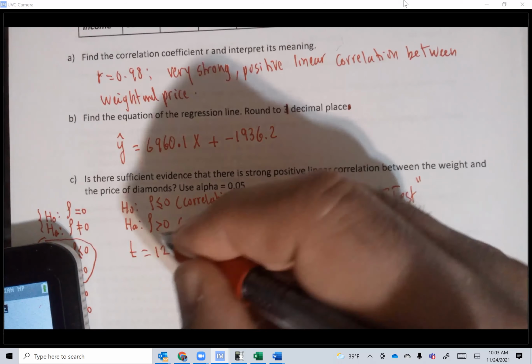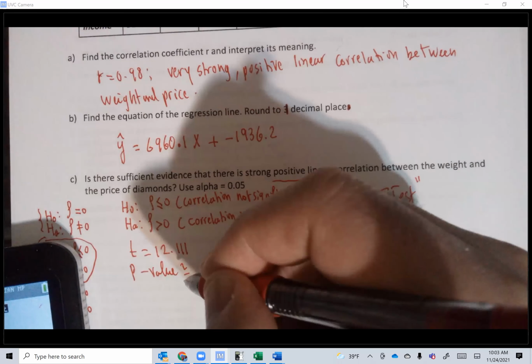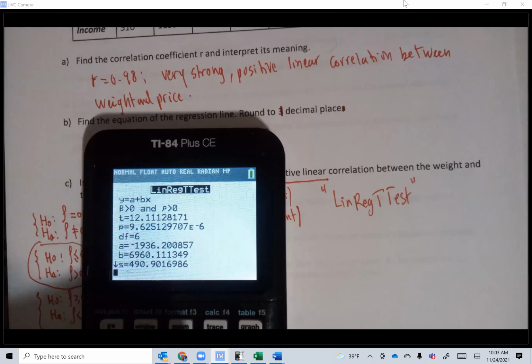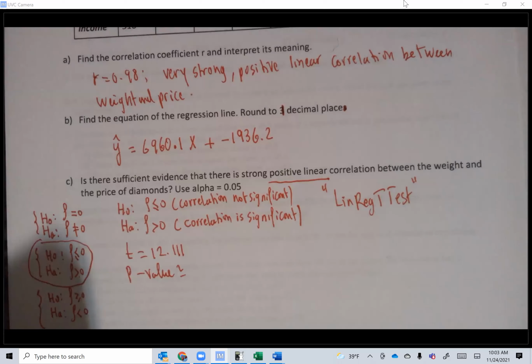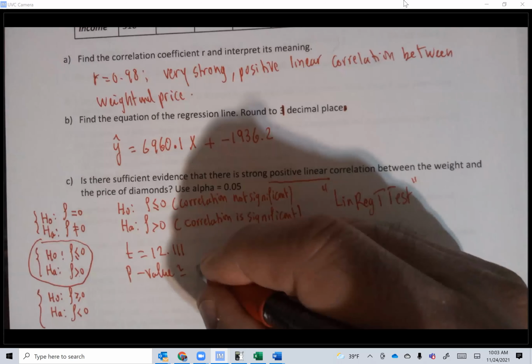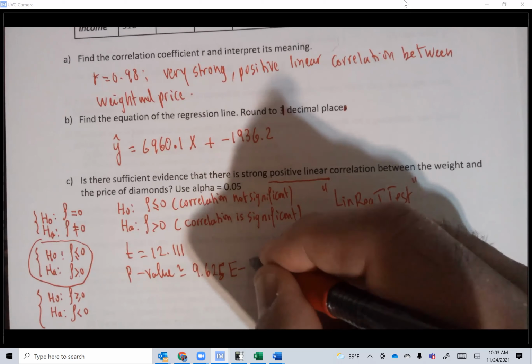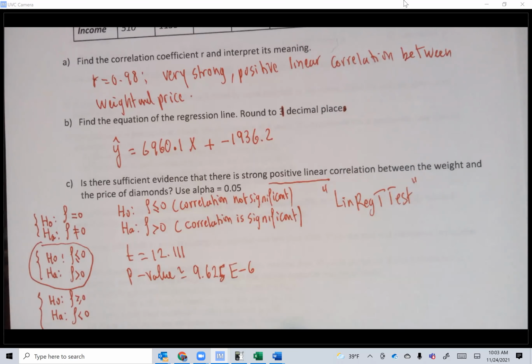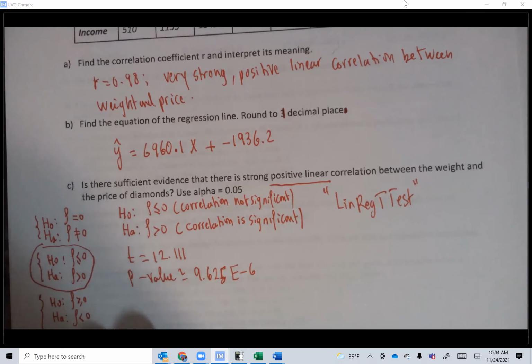And the p-value, guys, what's the p-value? Let me show you the p-value. It's 9.625 E minus 6. I'm going to write it down. And don't ignore the E minus 6. If you ignore it, guys, then you will lose credit on the entire problem here.